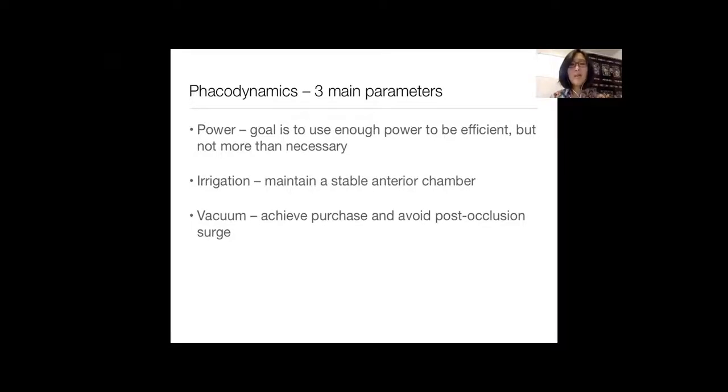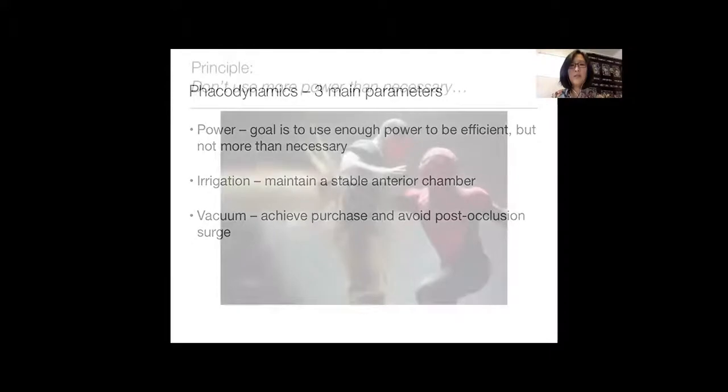When we talk about phaco-dynamics, there are 3 main parameters that we discuss. So the first is power, and the goal is to use enough power to be efficient but not more than needed. We're going to talk about irrigation, maintaining a stable anterior chamber, and vacuum, and that is achieving purchase and grabbing onto your pieces and avoiding post-occlusion surge.